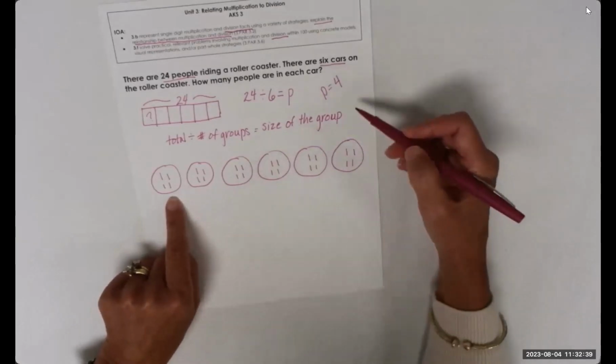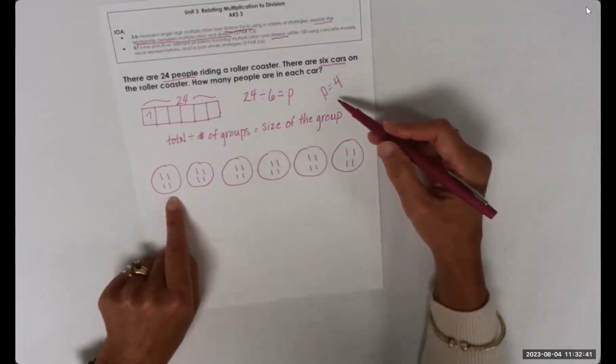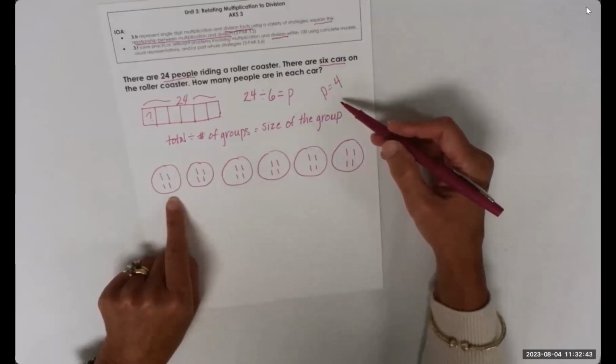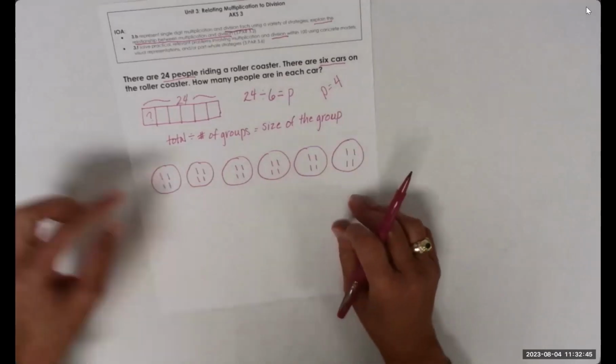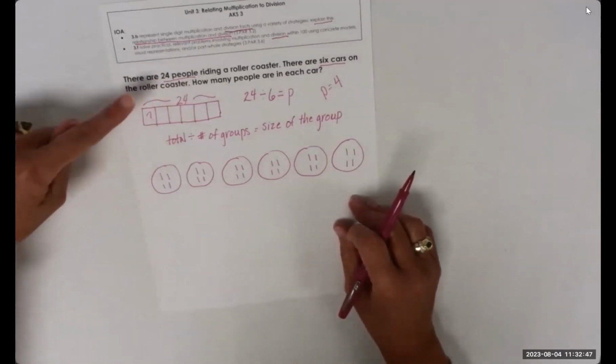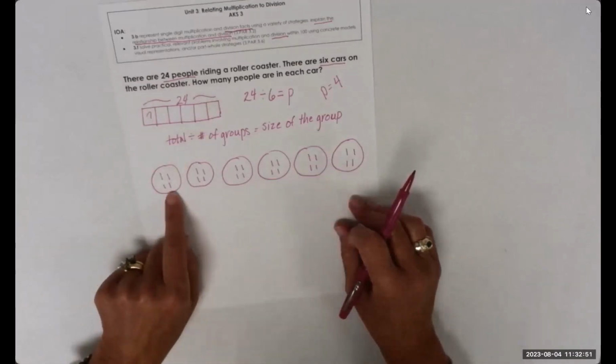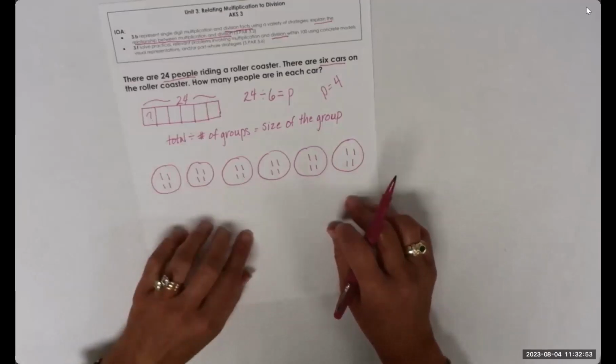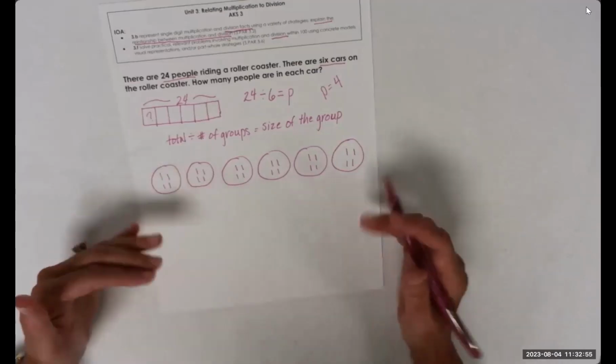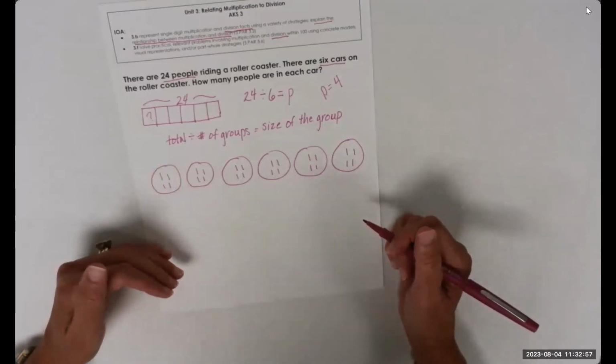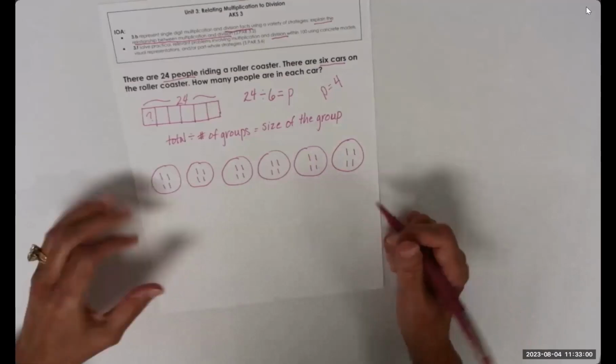So this confirms that there are 4 people in each group. All right, so we knew our total, we knew our number of groups, we did not know the size of the group until we equally distributed them. All right, now let's talk about that abstract level of thinking for our students, okay?